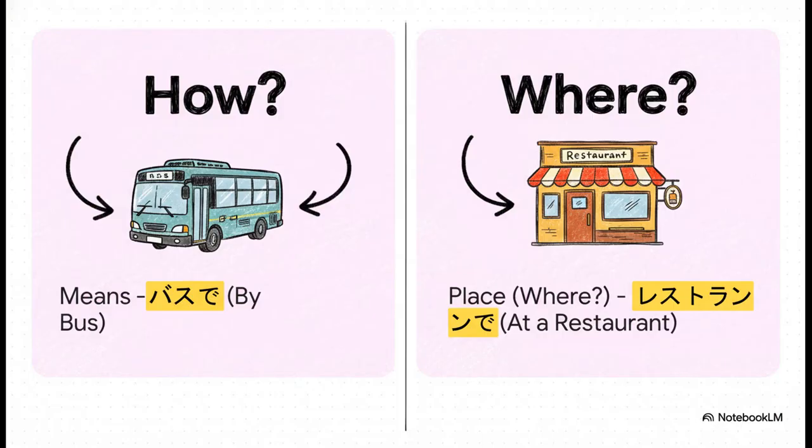So let's just put them side by side to make it crystal clear. On the left, basu de tells us how we travel. It's the method. On the right, ristorante de tells us where we eat. It's the location. It's the exact same particle, but the question it answers, how versus where, is decided entirely by the noun that comes before it.